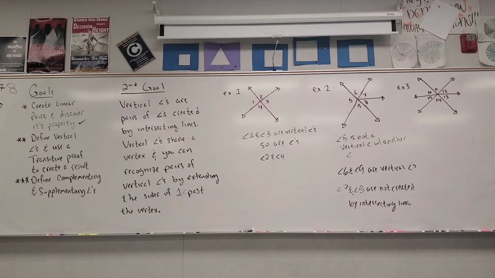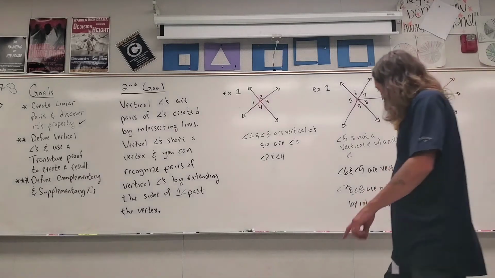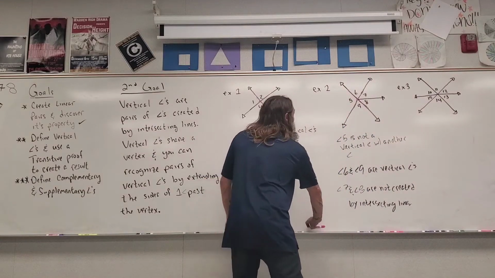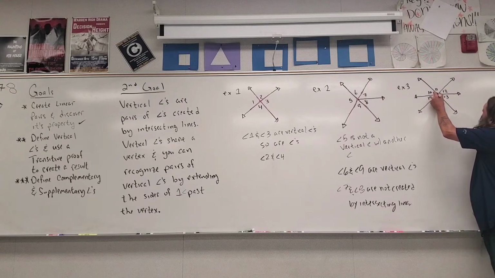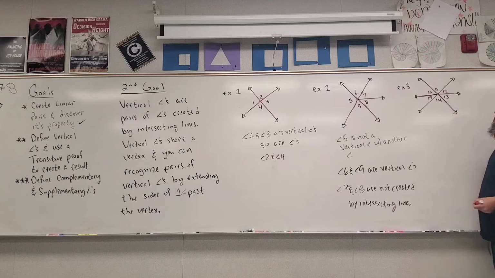Why don't you hit pause and figure out how many pairs of vertical angles there are in this one. All right, I'm back. All right, so let's start off with angle 10. So here's my angle 10. If I extend my sides of angle 10, I see that it creates angle 13. So angle 10 and angle 13 are vertical angles.